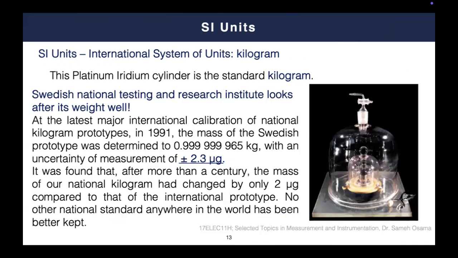One example: when you say 1 kilogram, this is determined as a certain amount of a calibrated prototype with 2.3 microgram variation and so on. I think you already studied this in physics, so this is not my point. My point is something very important, and I inserted this slide for a single keyword, which is calibration.